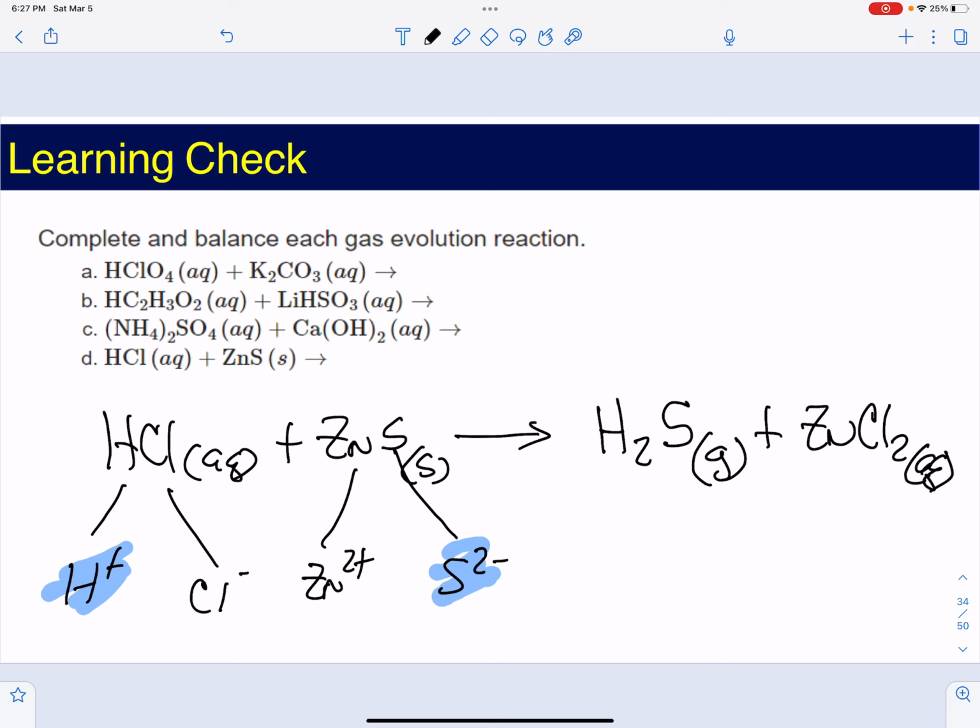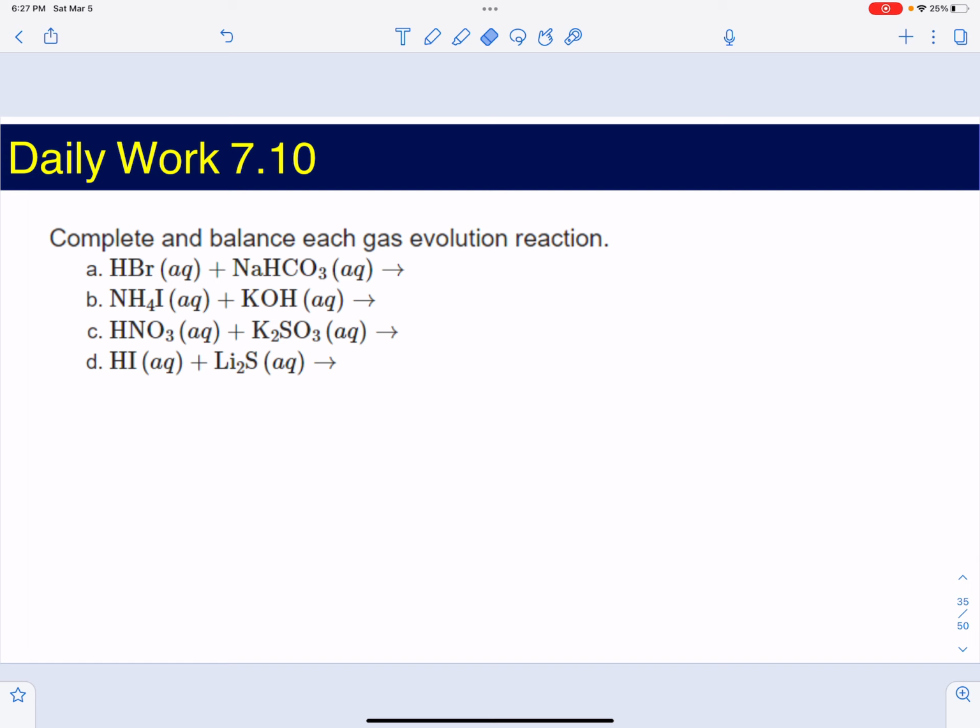So let's balance this. So 2 hydrogens, 2 chlorides, and that will give me that. So once more, be on the lookout for the hydrogen sulfide, which is a gas, carbon dioxide, which is a gas, sulfur dioxide, which is a gas, and ammonia, which is the other gas that you should be looking for. So with that in mind, you're ready for your daily work.